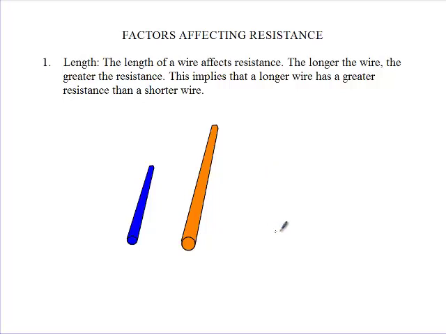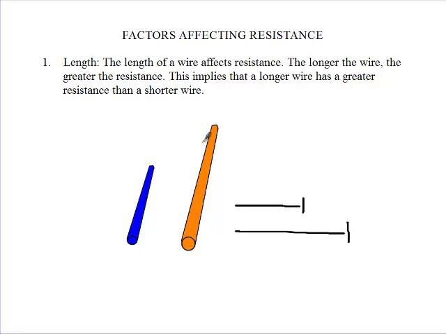Now, if you are traveling a long route and someone else is traveling a shorter route, what is going to happen is that the person traveling the shorter route will arrive at the destination before the person traveling the longer distance. When it comes to current, if the current is traveling through a shorter wire, it will get to the other side quicker than the current that is traveling through a longer wire.